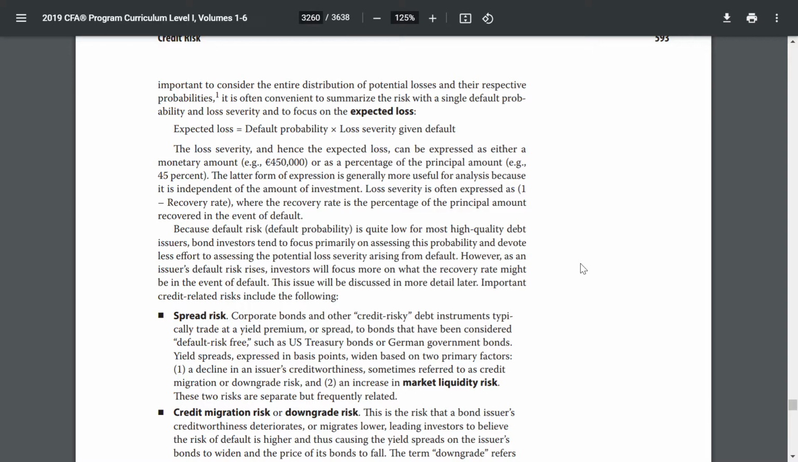However, as an issuer's default risk arises, investors will focus more on what the recovery rate might be in the event of default. This issue will be discussed in more detail later. Important credit-related risks include the following: spread risk.